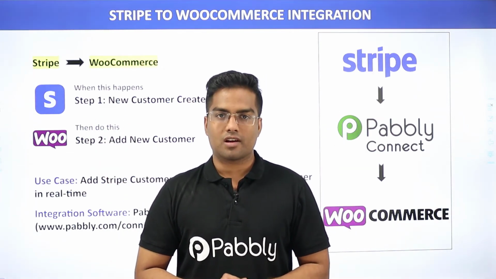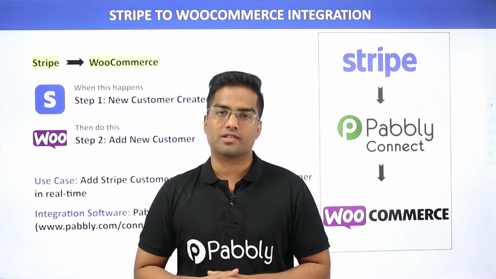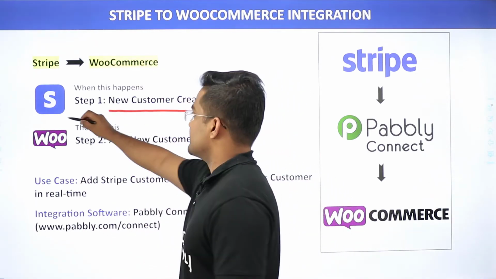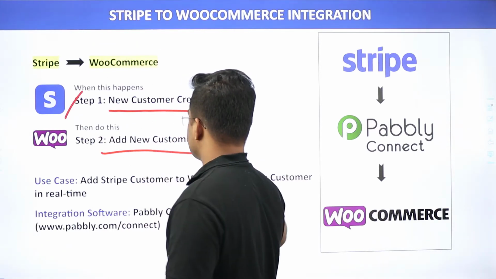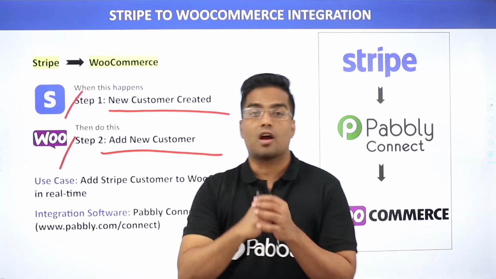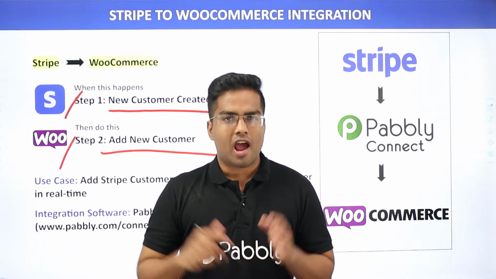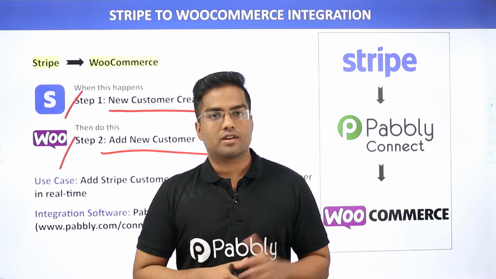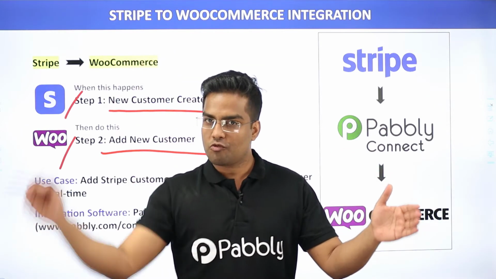So in this video we will learn how to integrate Stripe and WooCommerce. Our use case is pretty simple. When a new customer is created in Stripe, it will automatically add a new customer in WooCommerce. Now Stripe is an excellent payment processing platform and WooCommerce is an e-commerce platform where you can sell your stuff. So what we are going to do is send the data from Stripe to WooCommerce.